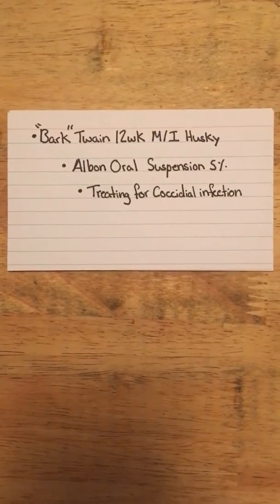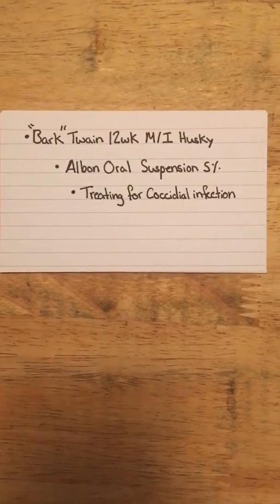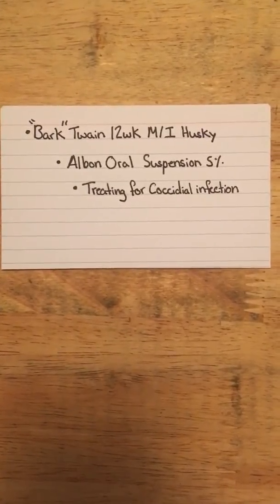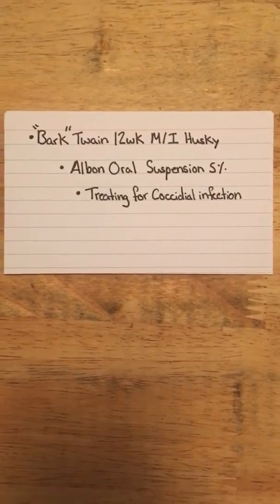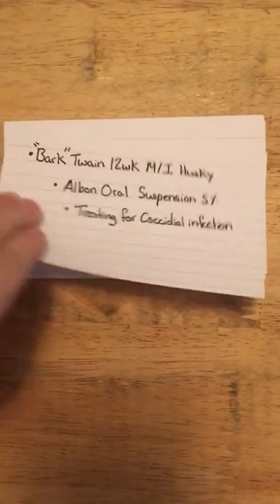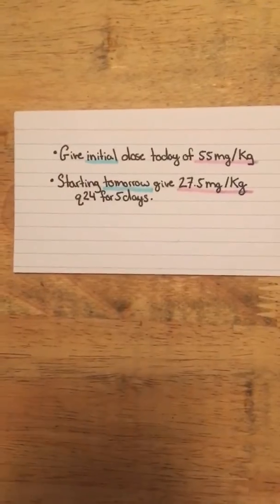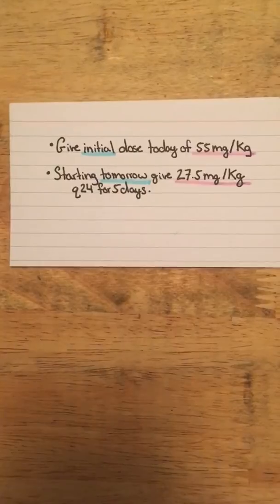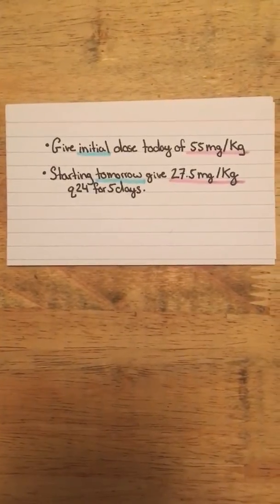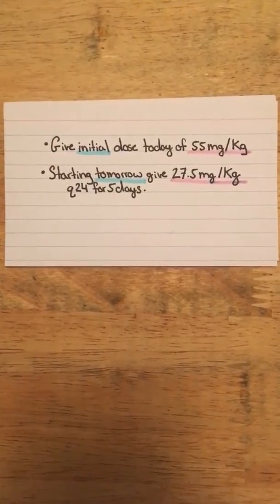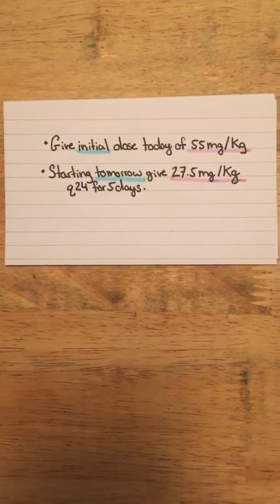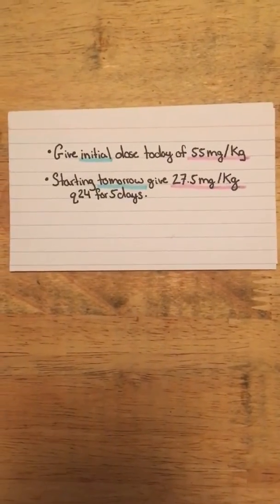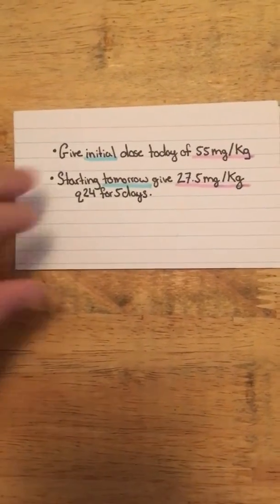Today we had Bark Twain come into the clinic. He's a 12-week-old male intact husky. We're going to be sending home Albon oral suspension 5% because we're treating for a coccidial infection. We're actually going to have two different doses. So we're going to instruct the client to give an initial dose today of 55 milligrams per kilogram. Starting tomorrow, we'll instruct the client to give 27.5 milligrams per kilogram every 24 hours for the next 5 days.